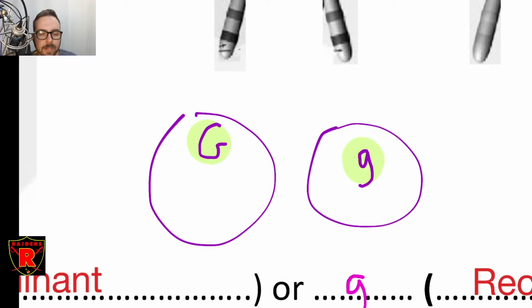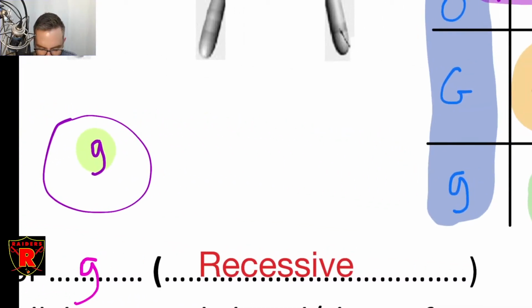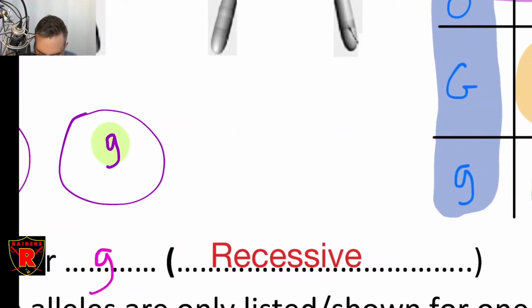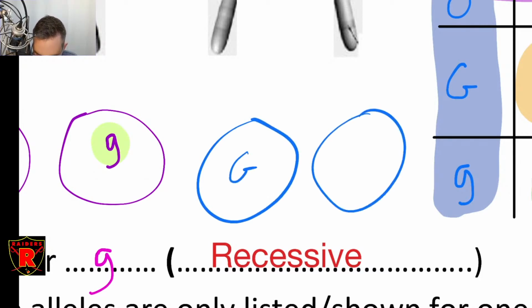So in other words, you can provide a big G or you can provide a little g to your offspring, and your partner can provide big G, or your partner can provide little g to their offspring.